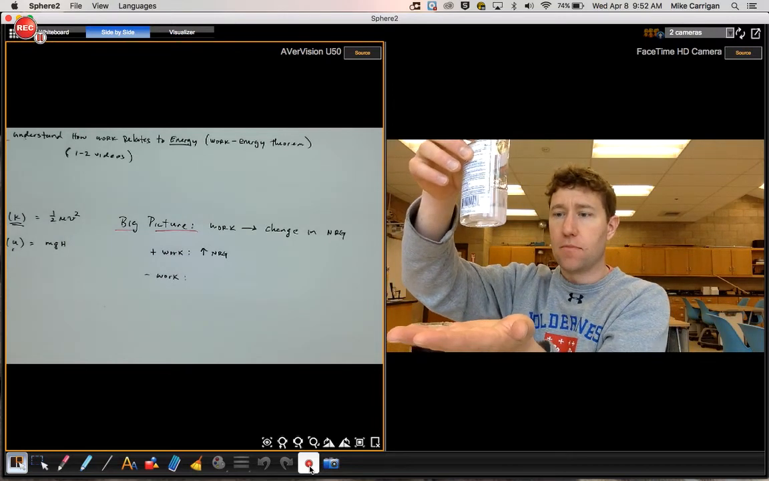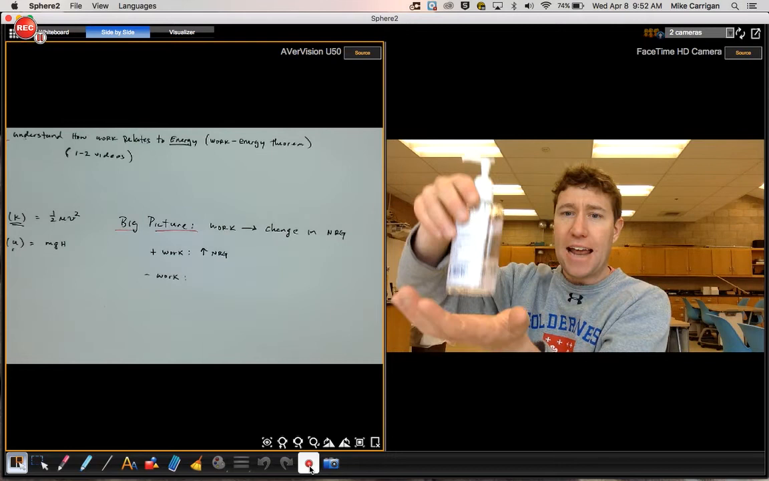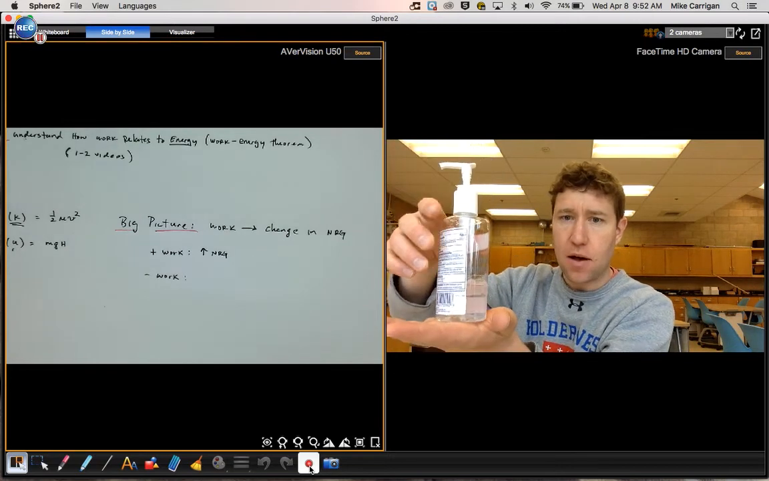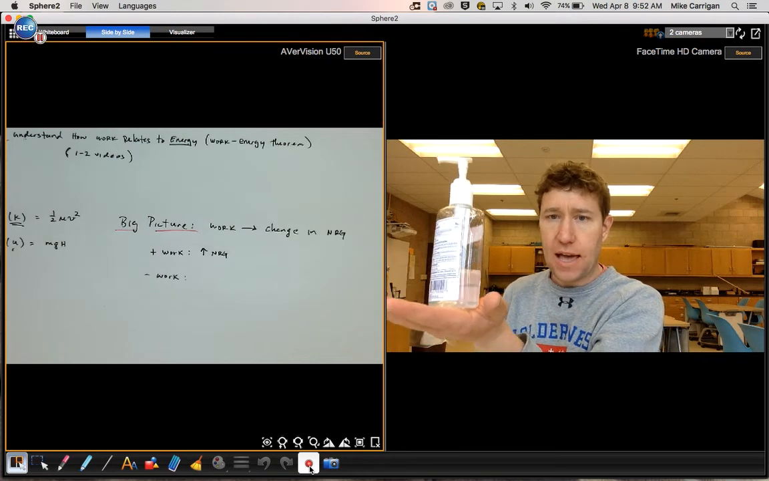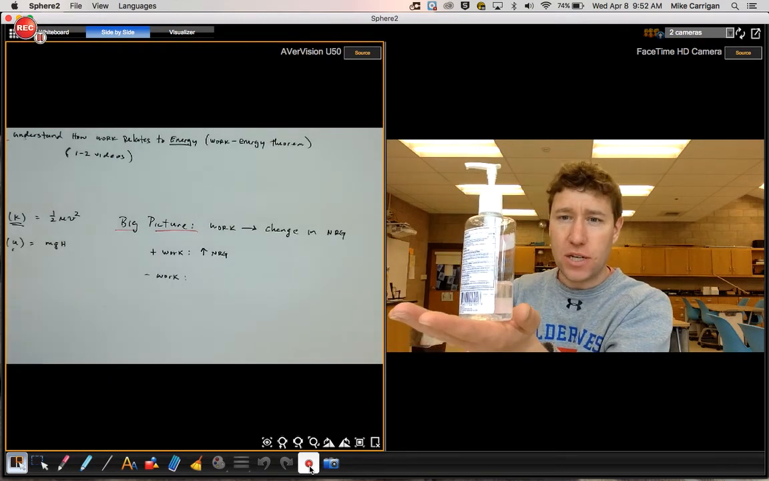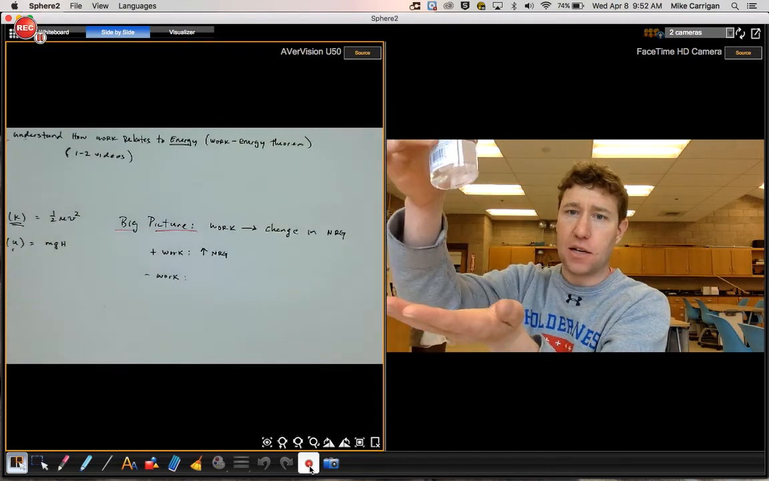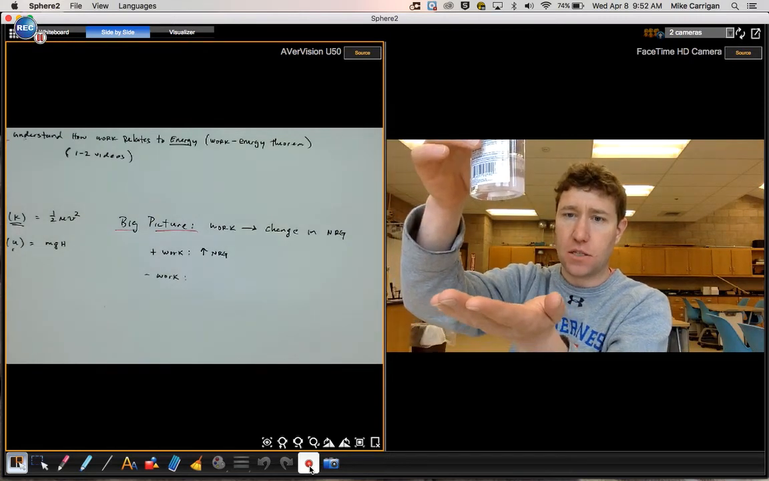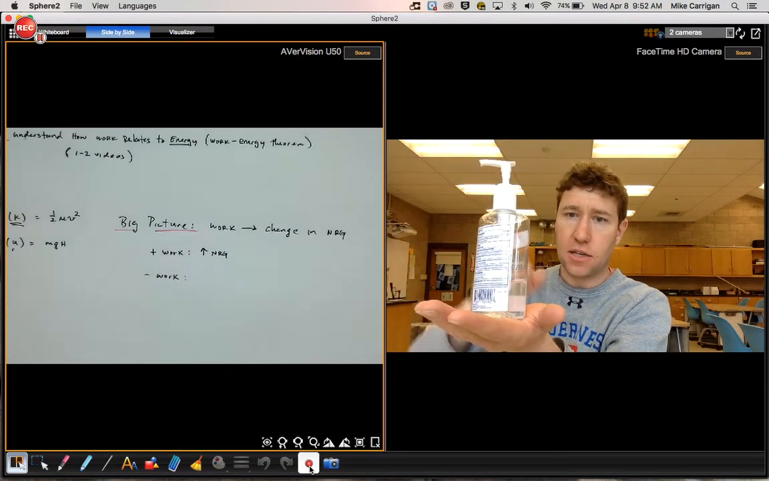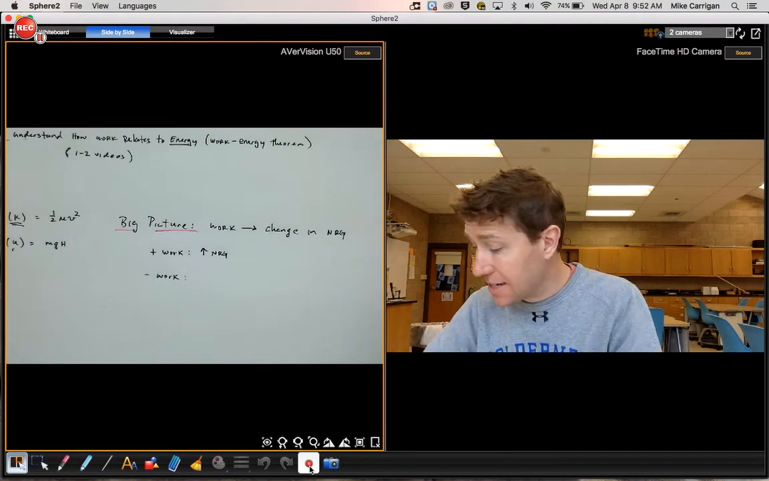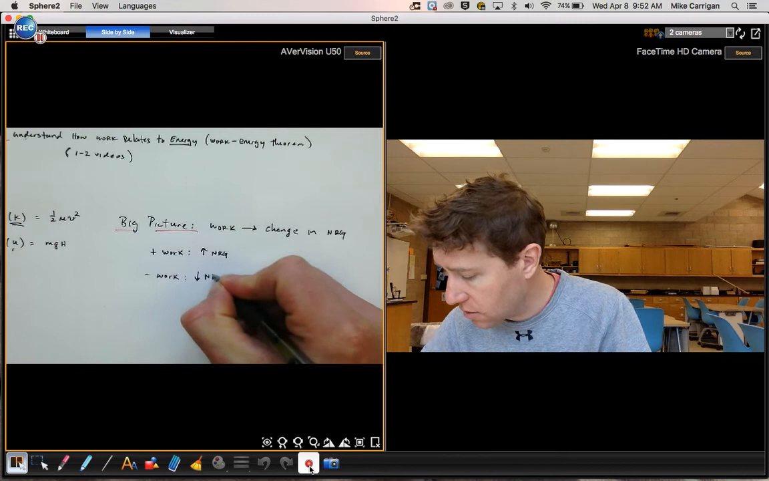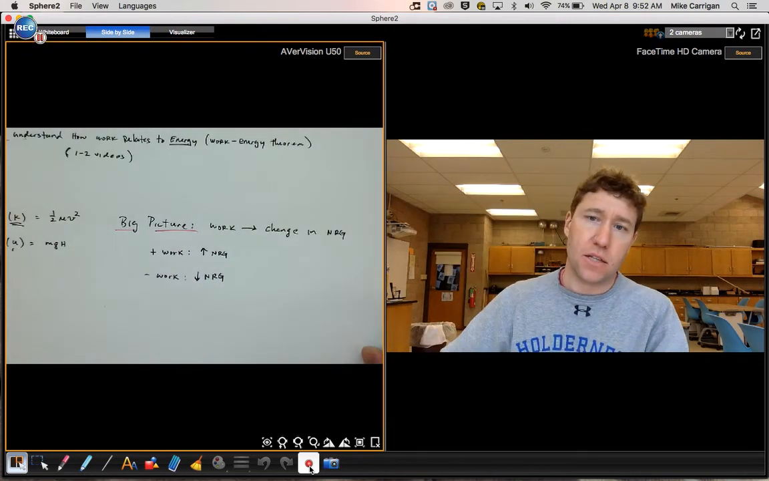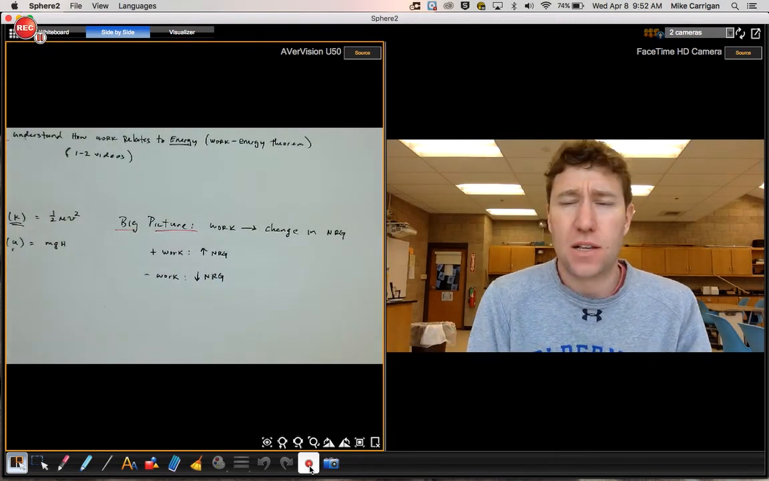If I drop it and then it lands in my hand, it had kinetic energy when it hit my hand, and somehow my hand reduced that kinetic energy. So the force that my hand exerted on the bottle decreased the kinetic energy of the bottle of hand sanitizer. So I'll do it again. If I drop this bottle, my hand will cause it to stop, thereby decreasing the amount of energy. So that's negative work. The negative work done by my hand decreased the amount of energy of the bottle of hand sanitizer. That's sort of a weird example, I guess.